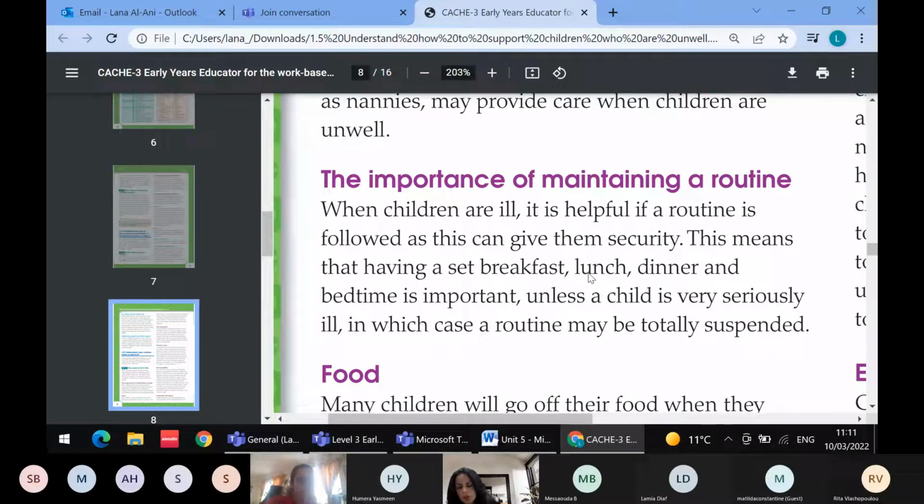Also, we need to maintain a routine. So when the child is ill, the routine is helpful for them, to give them security. They know that there is, for example, a breakfast at this time, lunch and dinner. We have to keep it going. Even if we give them small food, as your colleague said, like small portions of food and maybe soft food, we keep the routine so they don't feel scared or worried that they are ill.